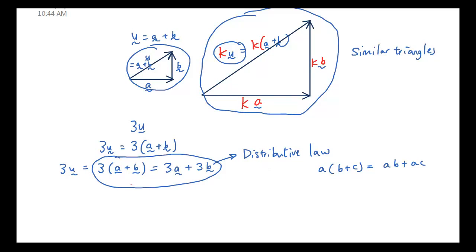Okay, so let's write the distributive law properly. k bracket a plus b, k being any real number, is equal to ka plus kb. So this is for vectors.